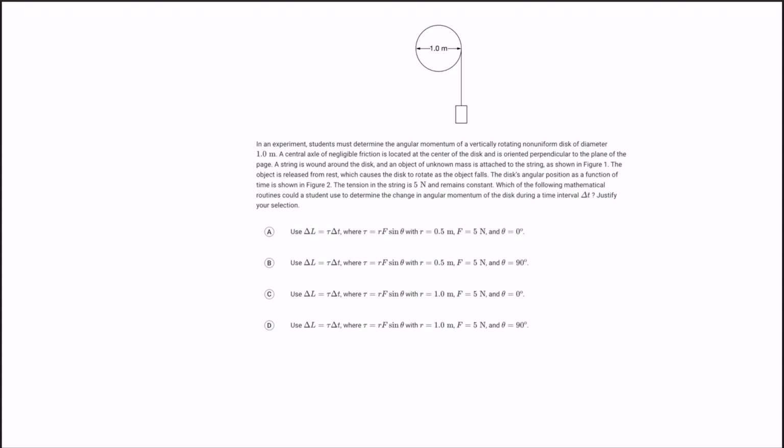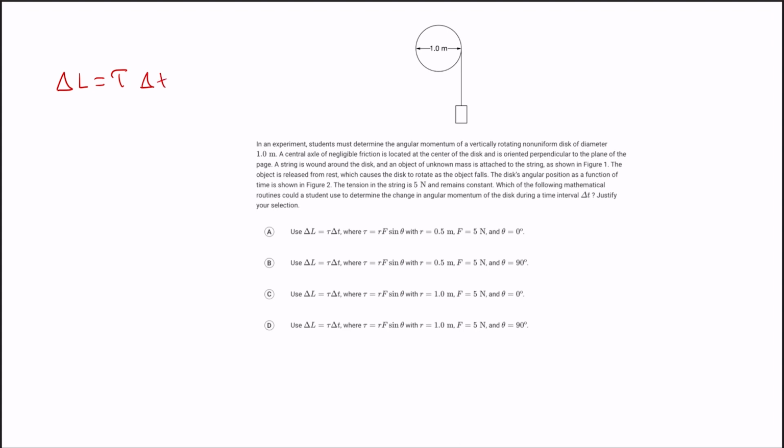Which of the following mathematical routines could a student use to determine the change in angular momentum of the disk during a time interval delta t? Justify your selection. Let me read that one more time. Which of the following mathematical routines could a student use to determine the change in angular momentum of the disk? All right, so change in angular momentum is impulse. The impulse-force relation, or I should say the impulse-torque relation, because we're talking about rotational motion, is delta L equals torque times delta t, all right?